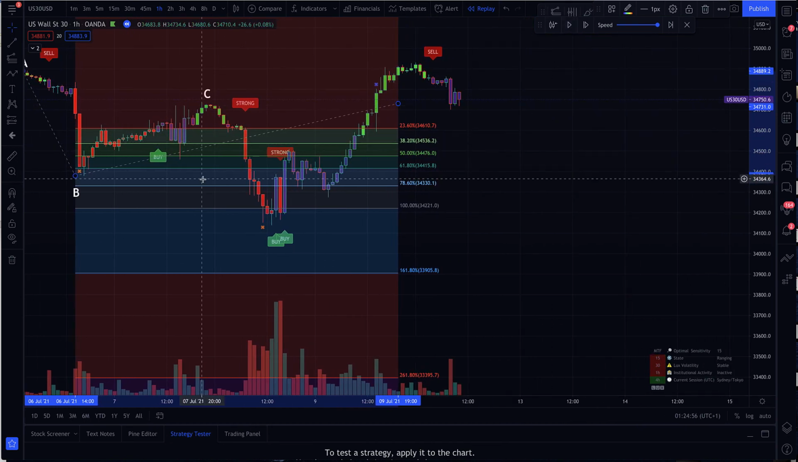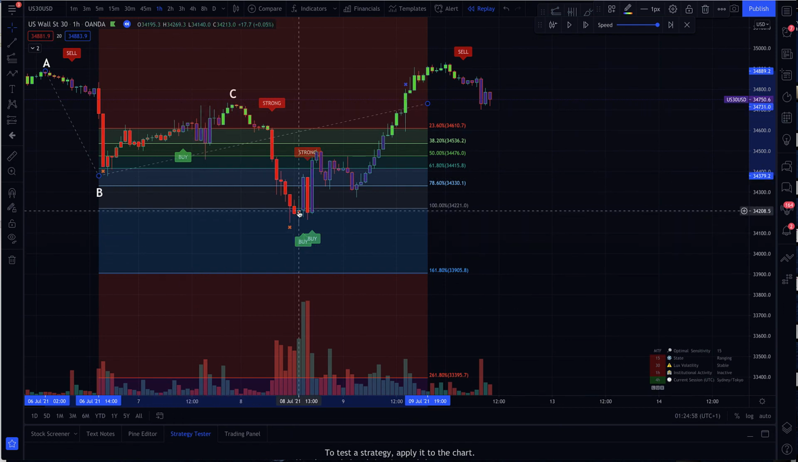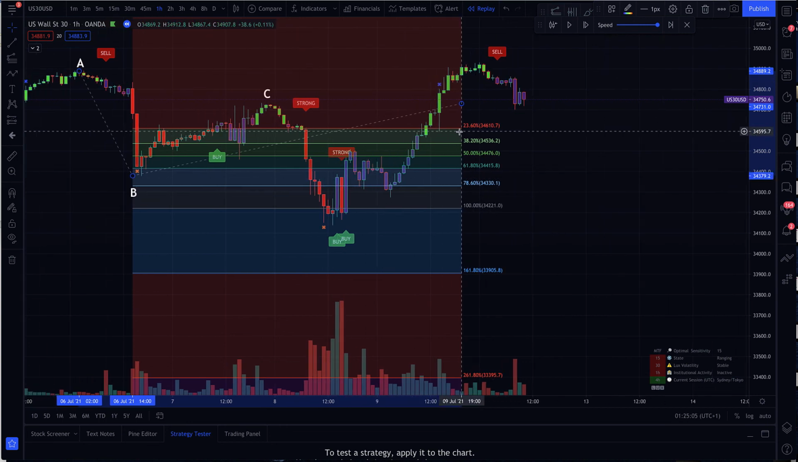That is incredible. So you see, it actually hit 100%. We had the projection here, and it came back all the way up. So that's an example of a drop.